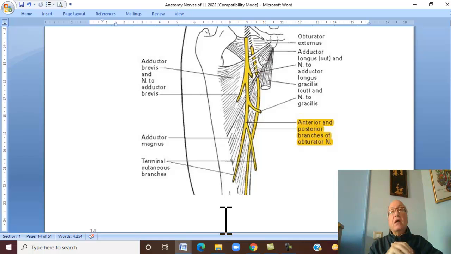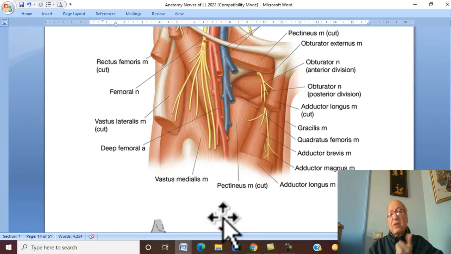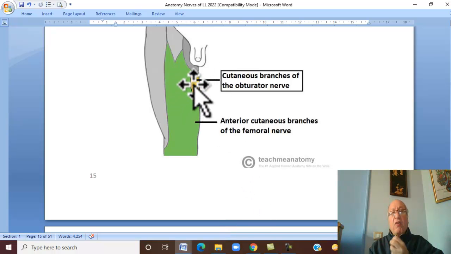What is the effect of obturator nerve injury? Injury of the obturator nerve leads to a motor effect: paralysis of most of the adductors, leading to loss or very weak adduction of the thigh. Sensory loss: loss of sensation over a very small limited area over the medial aspect of the thigh. This is the obturator nerve.